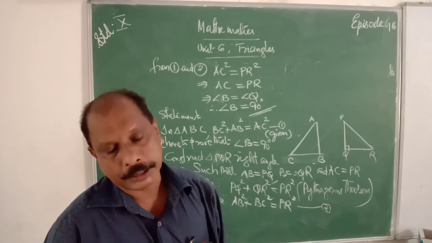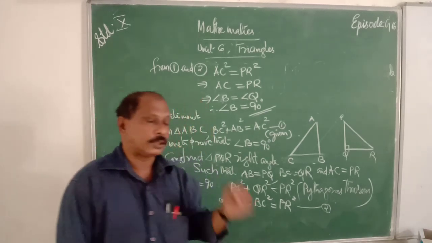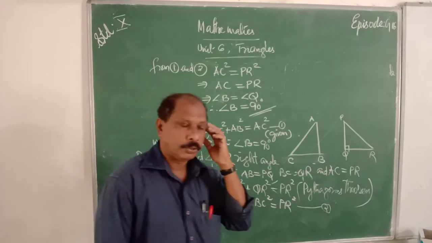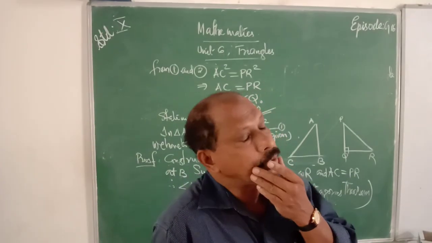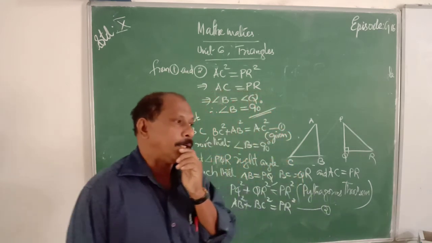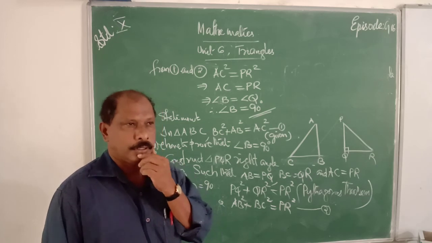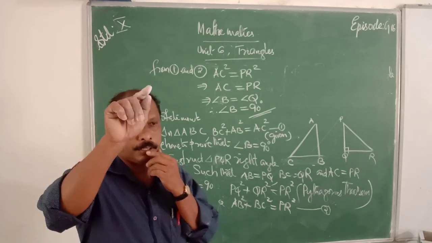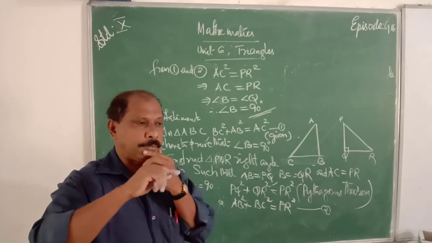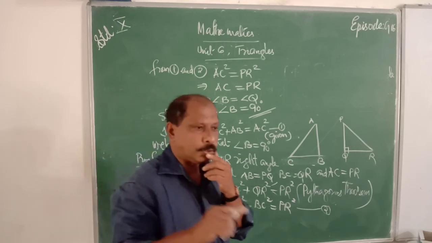What is Pythagoras theorem? In a right angled triangle, the sum of squares of two sides is equal to the square of the third side. That is, triangle ABC right angled at B, we can prove that AB square plus BC square is equal to AC square. For that, construct the perpendicular. ABC is a right angled triangle at B. Then draw perpendicular BD to AC.